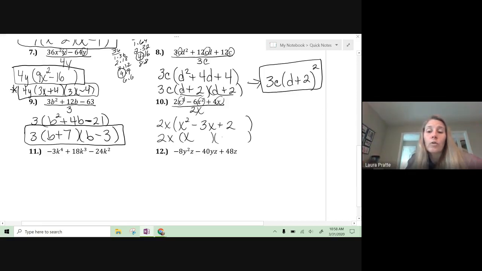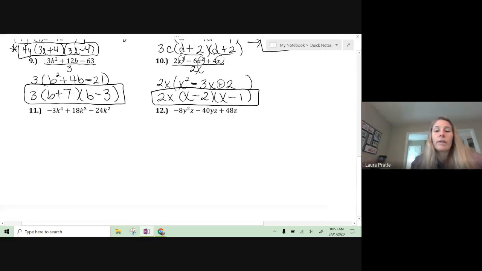And then that trinomial can be broken down a little bit more. The two factors of 2 that add up to get 3 are 2 and 1. Because it's a plus here, we know the signs are the same, and this negative tells me that they're both going to be negative. So that would be my complete factorization. And then finally, number 11 and 12.